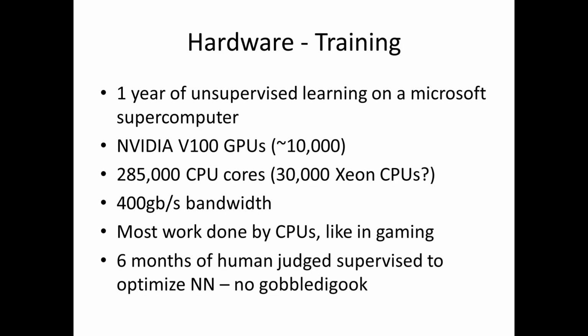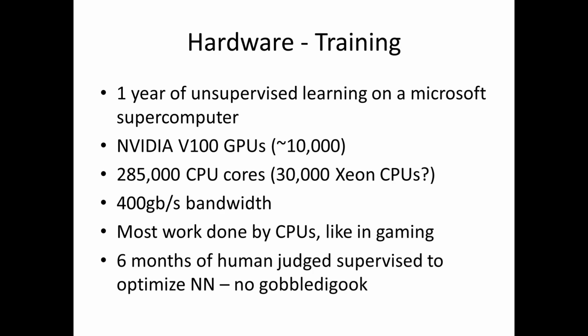And then there's 285,000 CPU cores, which are used to support the GPUs. And what does a Xeon CPU have? Is that like 8 cores? So is that like 30,000 Xeon CPUs? So is that like 10,000 per Xeon CPU chip? This is expensive. I think we're already looking at $300-400 million here on this Microsoft supercomputer.